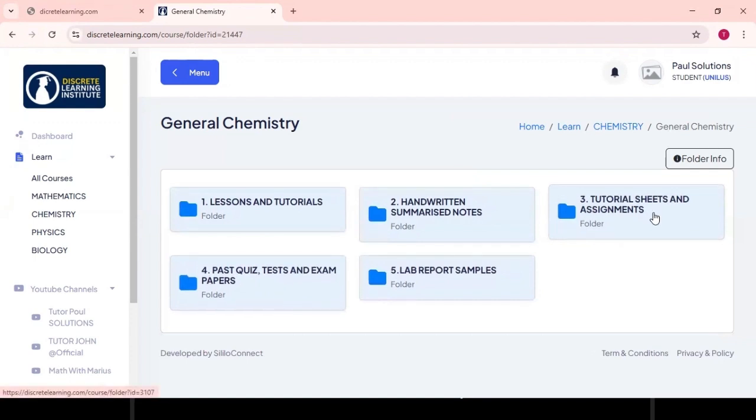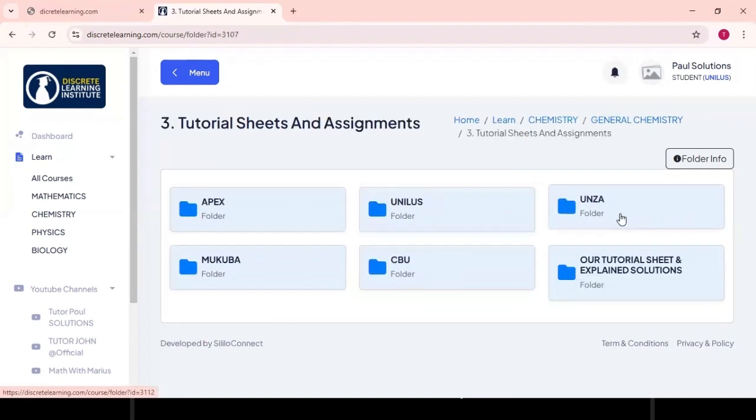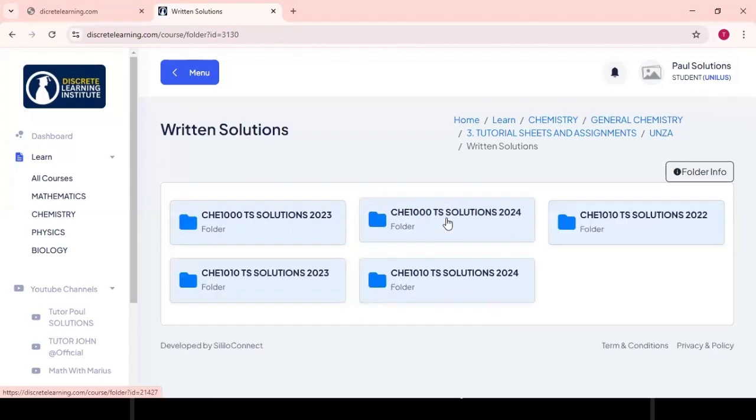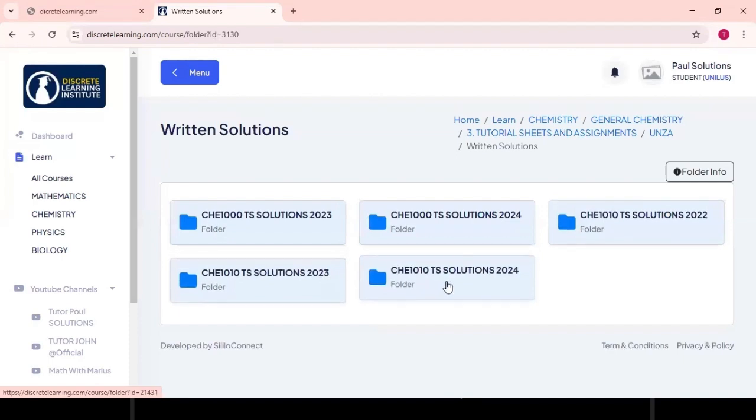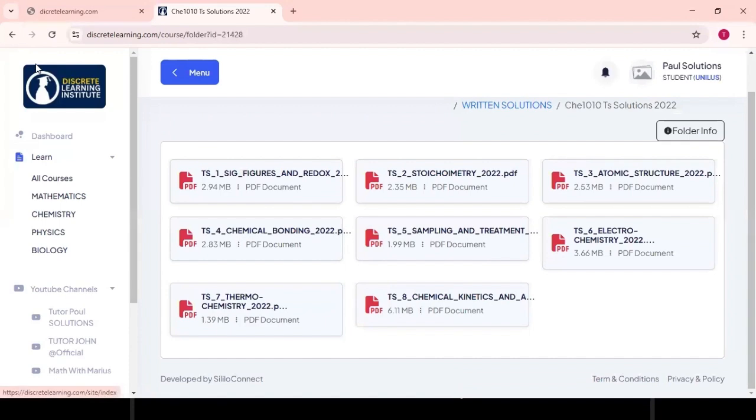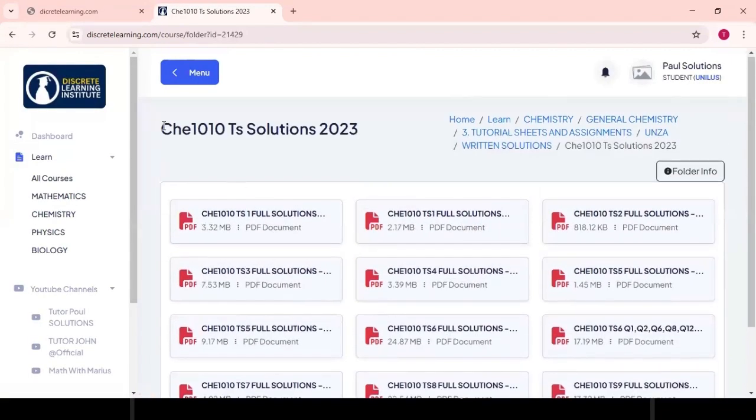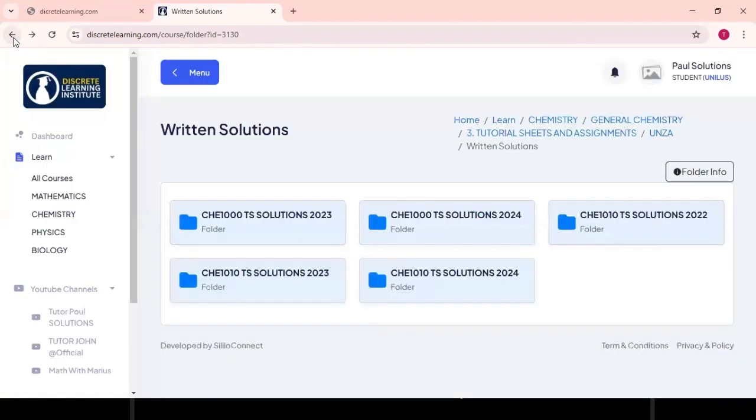So if I go to tutorial sheet maybe, and then I open the folder for UNZA, you're going to see video and written. Let's try to open the written ones. You're going to see the tutorial sheets for the chemistry that they take at UNZA. So you can open any. You can open this folder, and you find all these tutorial sheets that are solved. So make sure you use what is on the drive.